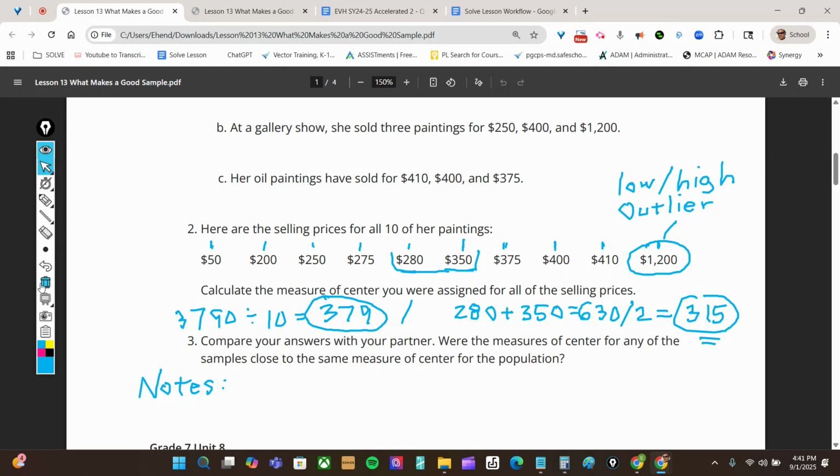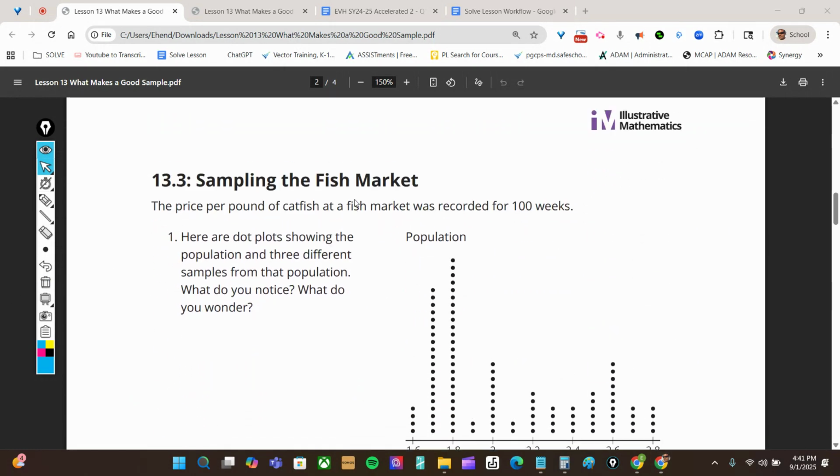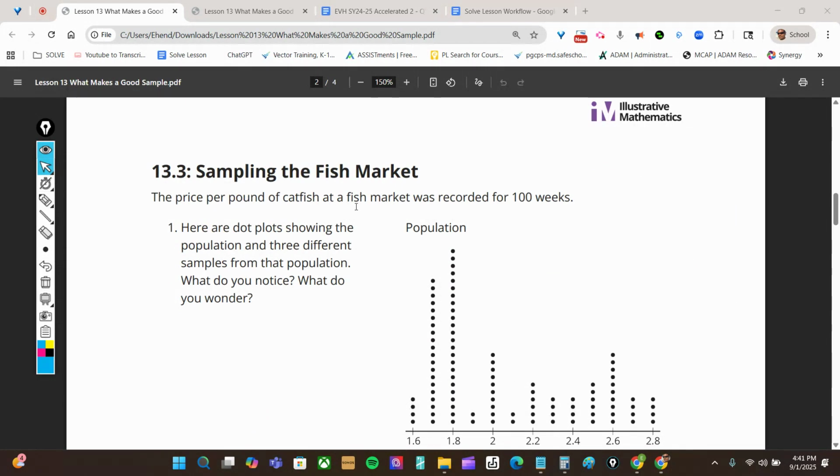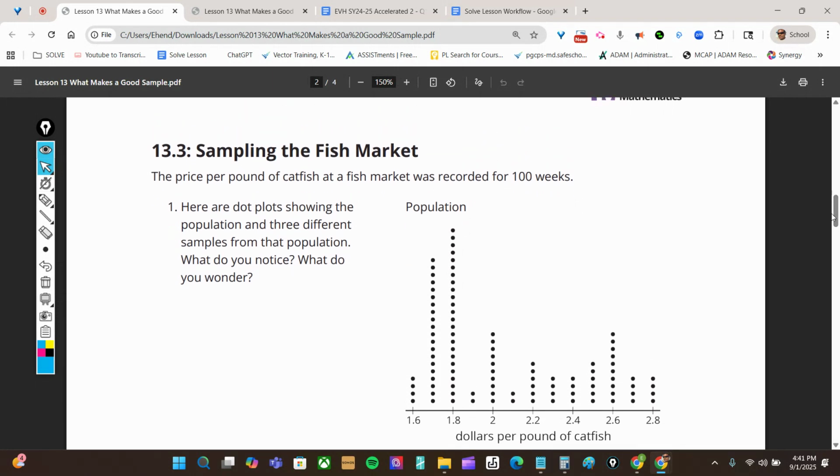All right, let's keep it moving. Next section. It says sampling the fish market. The price per pound of catfish at a fish market was recorded for 100 weeks. Here are dot plots showing the population and 3 different samples from the population. What do we notice? What do you wonder?